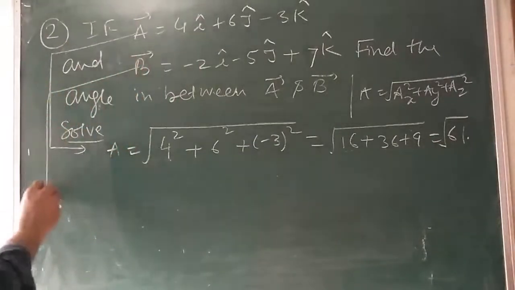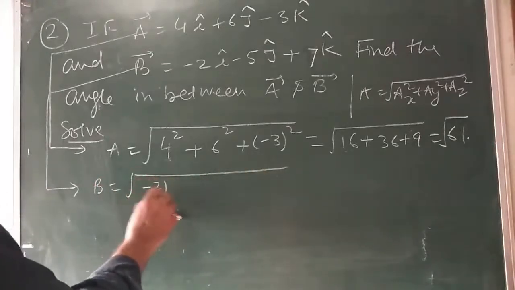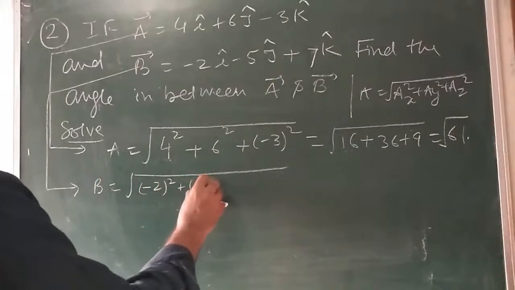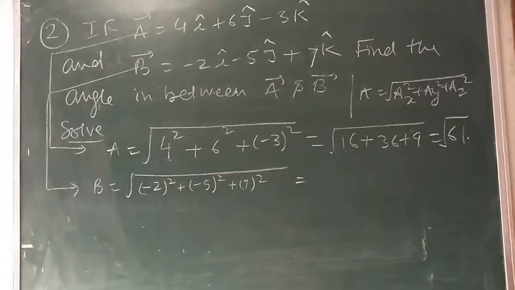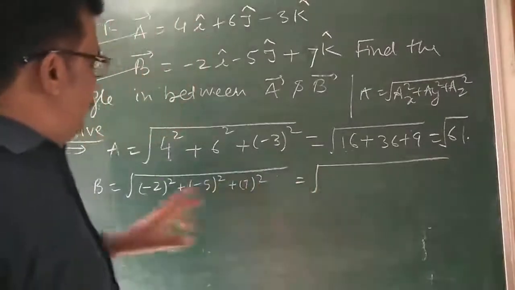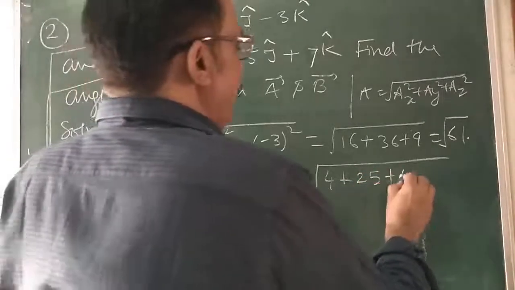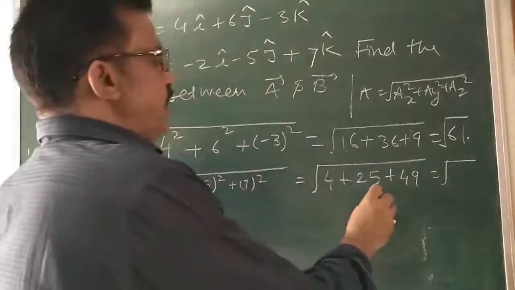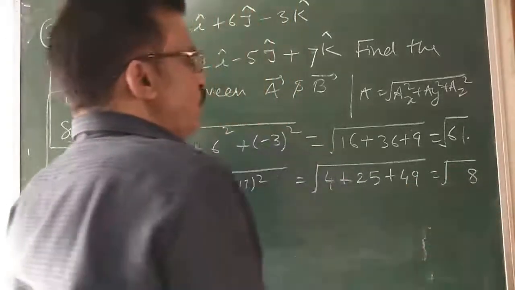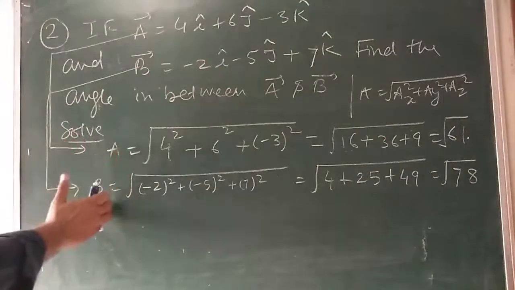Similarly, in the case of B, again find out the magnitude. Here it is minus 2 square plus minus 5 square plus 7 square. Solve it. Here you can write minus 2 square, that is 4, minus 5 square, 25, and 7 square, that is 49. 9 and 5 is 14, and 4 is 18, 1, 5 and 2, 7. So this is 78. So this is the magnitude of A and B.